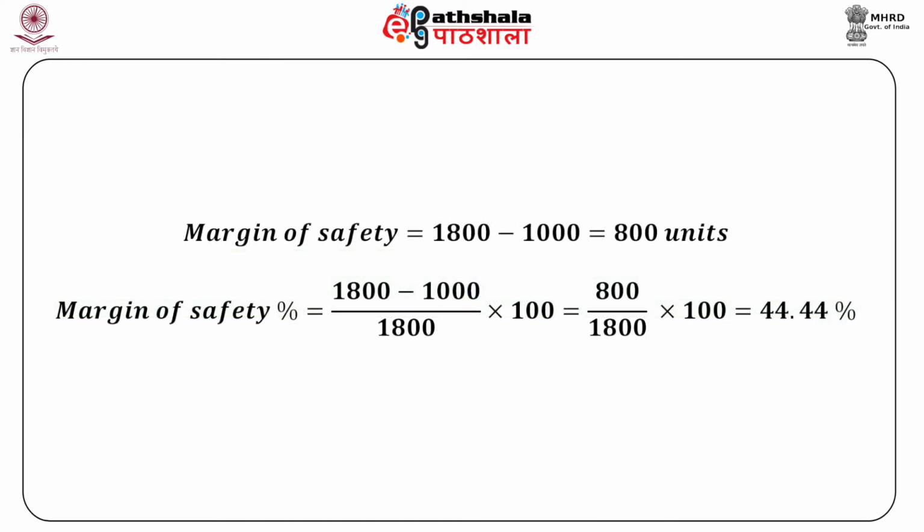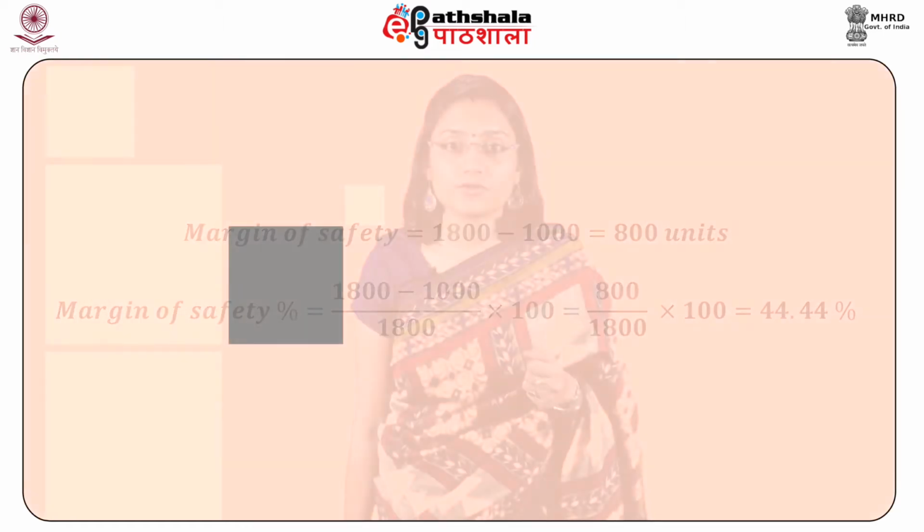Now refer to Figure 1 and suppose the firm produces 1800 units and the break-even output is at 1000 units as per the above figure. Then the margin of safety will be 1800 minus 1000, that is 800 units, or the margin of safety percentage would be 1800 minus 1000 divided by 1800 into 100, which gives 44.44% of margin of safety percentage.